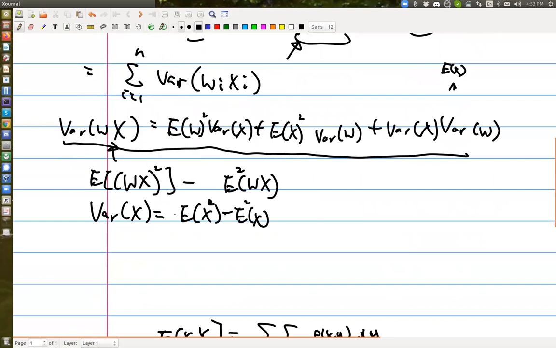We get this if we expand out the expectation of (x minus expectation of x) squared. You can do it as an exercise, but if you expand that out, you will get this. So let's use this one here. Therefore the variance of wx is equal to this minus this, right? And here I'm assuming things are uncorrelated, so x and w I will assume to be uncorrelated.